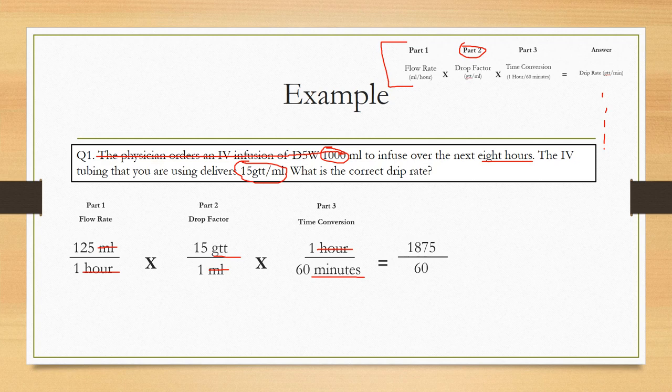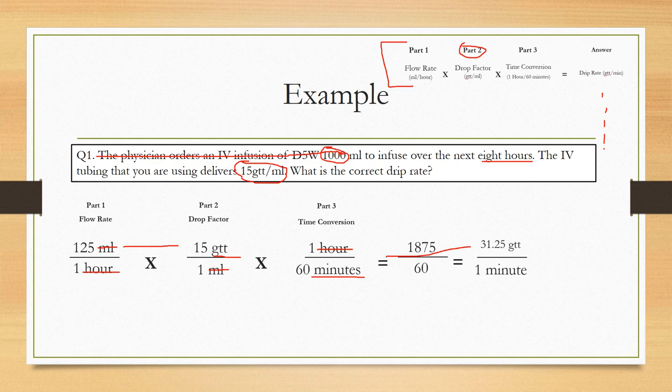So basically you're just going to multiply across: 125 multiplied by 15 multiplied by 1, and that's going to give you the numerator, and then 1 multiplied by 1 multiplied by 60 is going to give you the denominator. So what that's going to give you is 1,875 divided by 60. You just multiply all the numerators across and multiply all the denominators across, and that's how you get this first part.